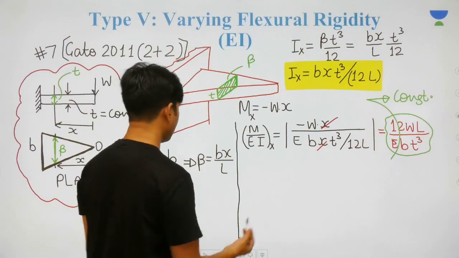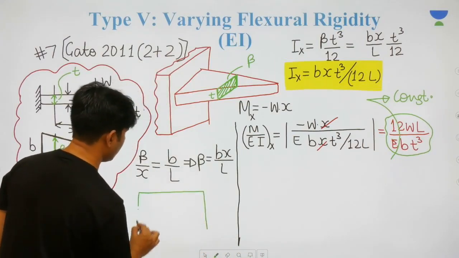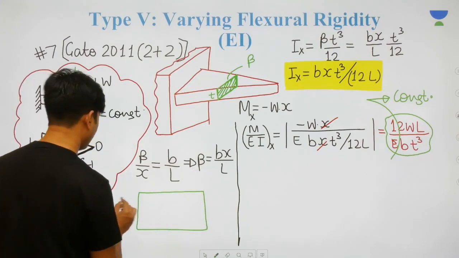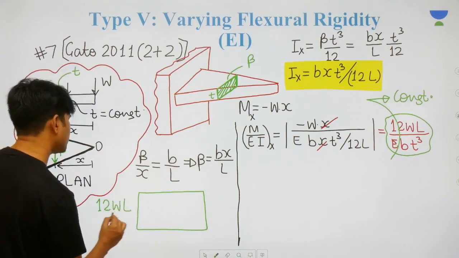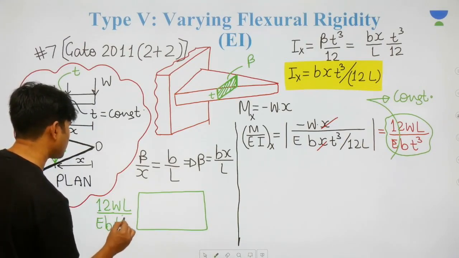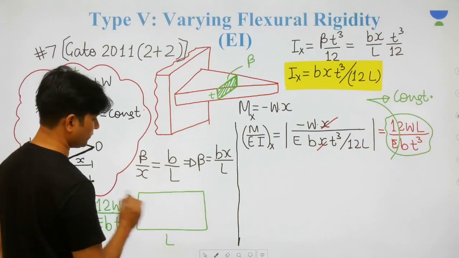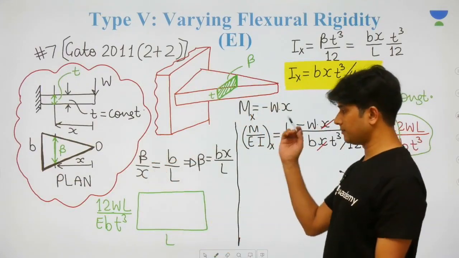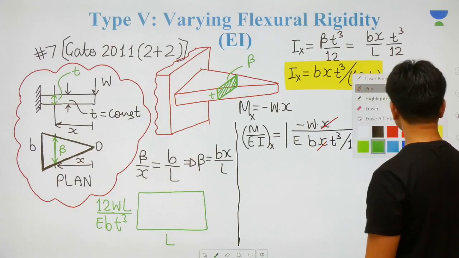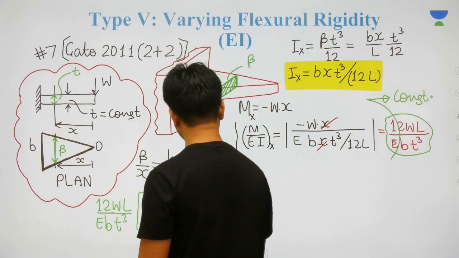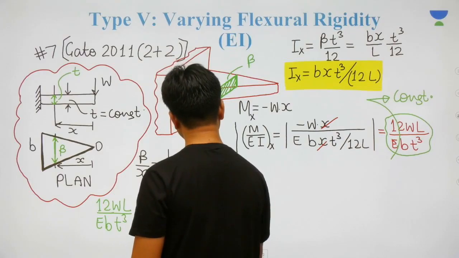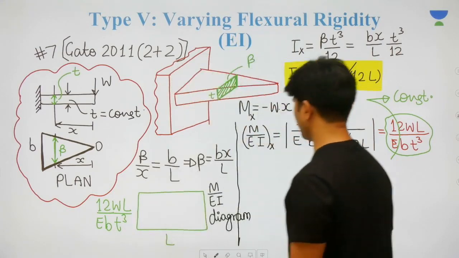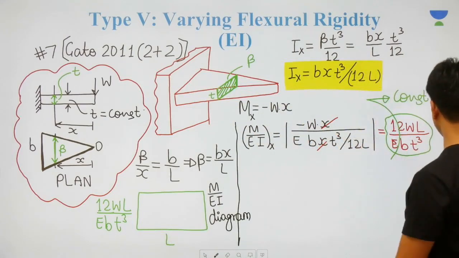If it becomes constant, then M by EI diagram is simply going to be a constant value everywhere, and that constant value is 12WL divided by EBT cube. Mind it that this is not the bending moment diagram, this is the M by EI diagram. Why? Because we have plotted not the bending moment values, but we have plotted M by EI values.